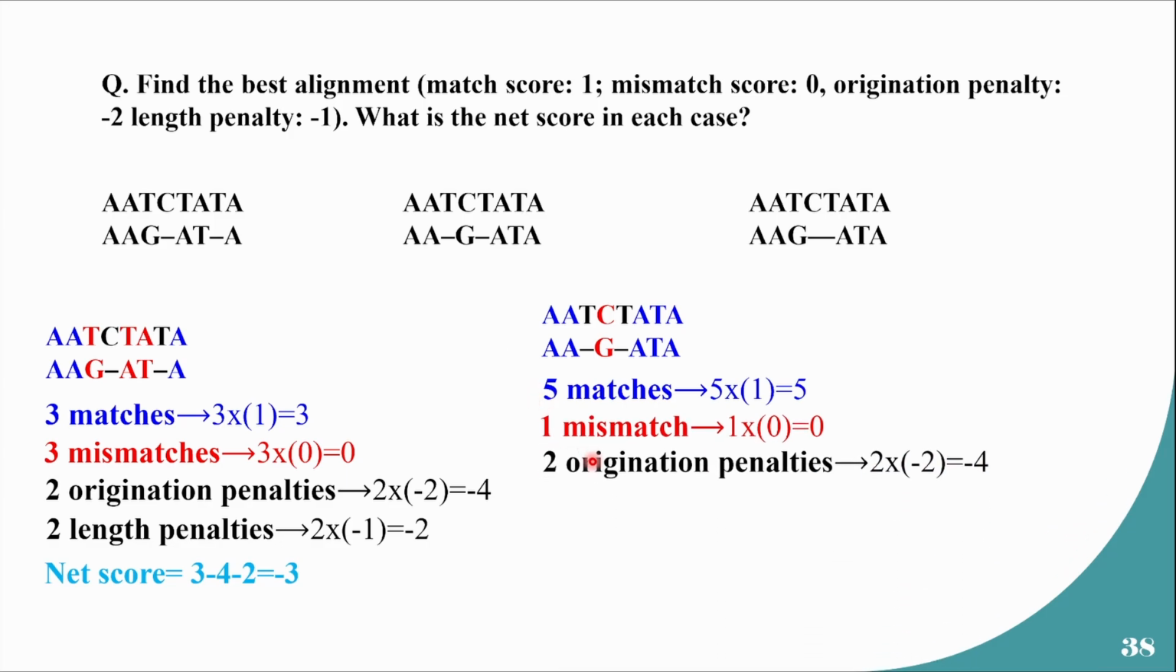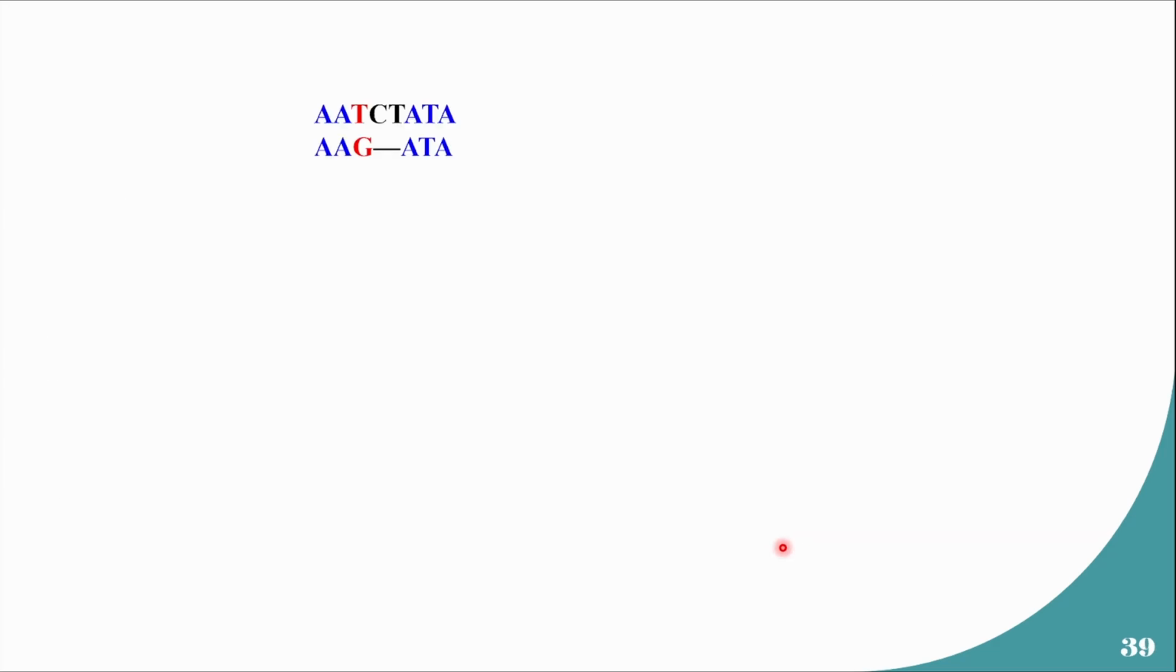And then for two different introductions of new gaps, you will give two origination penalties, so that will be a total of -4, and then two length penalties because there are a total of two gaps present. So two length penalties will be -2. So in this particular case, you will find the net score to be -1.